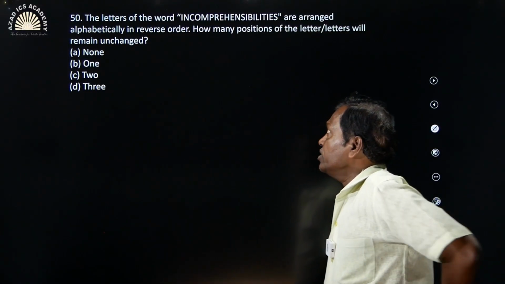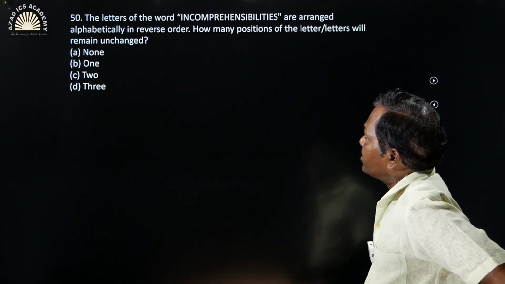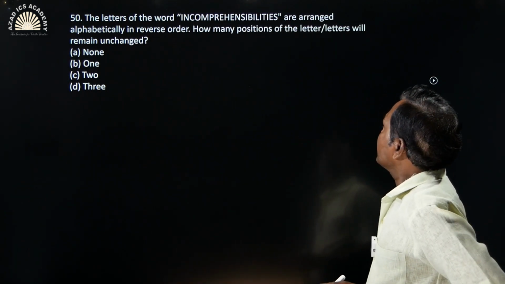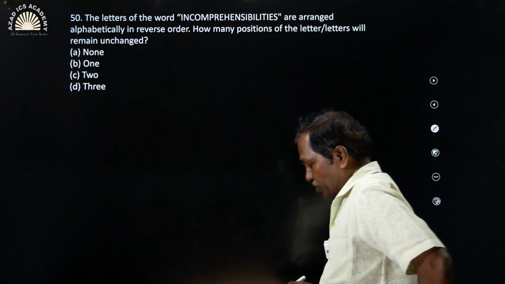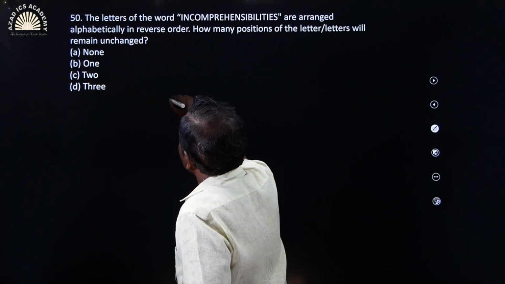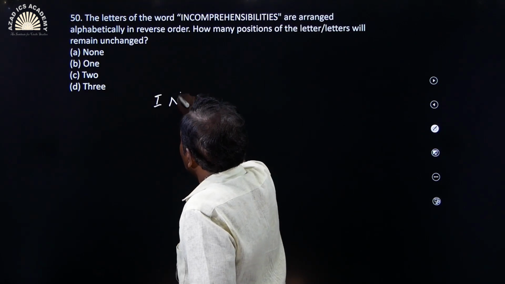You see the question. The letters of the word "incomprehensibilities" are arranged alphabetically. The letters of the word in reverse order. How many positions of the letter or letters will remain unchanged? So let us see what that word is. Incomprehensibilities.